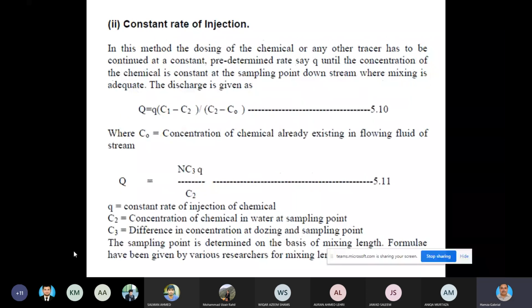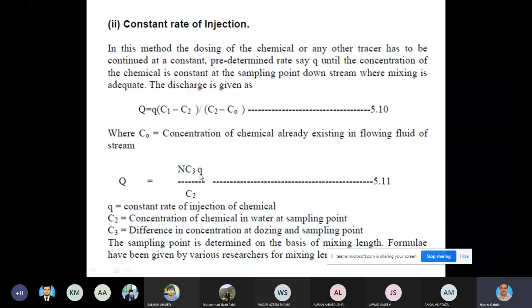Or the second method, the constant rate of injection. So a different formula is used. In this method, you are constantly injecting that solution or the tracer or the chemical at the same rate. So here the formula is Q is equal to, here is the correction, this capital N, there are no parameters as N, so that N is nothing, it is just C3q divided by C2.